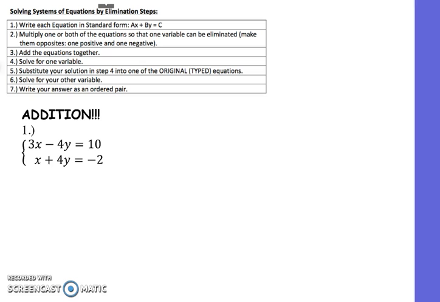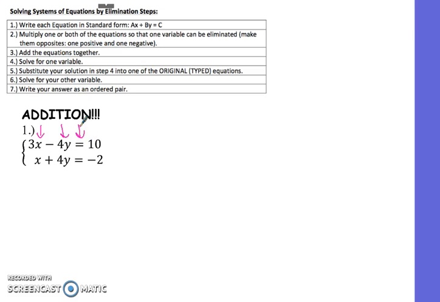I have 7 steps here that should make it a little bit easier. The first thing you need to do, we're going to do number 1 with it, is write each equation in standard form, which remember is ax plus by equals c. I always like to think xy equals, they're all lined up, including the equal signs. My x's are lined up, my y's are lined up, my equal signs are lined up, we're good to go.